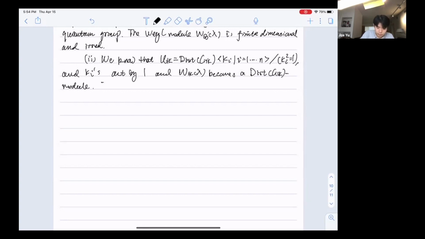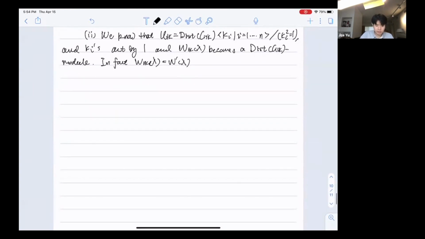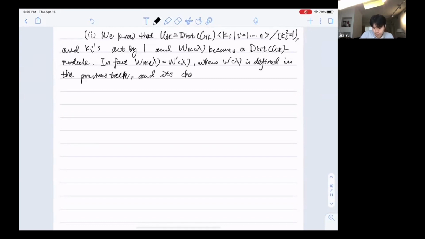And so in fact, this W_K of lambda equals the definition of a Weyl module using the hyperalgebra that was given in the previous lecture, and its character is given by the Weyl character formula.